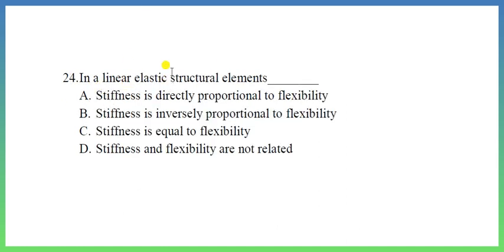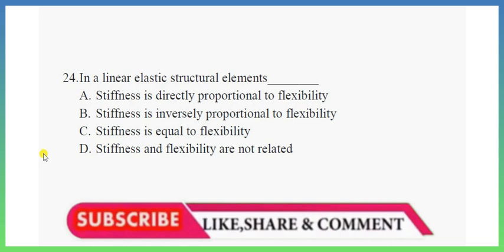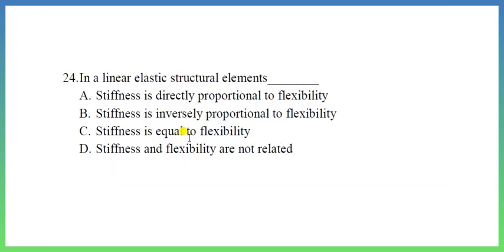Next one, in a linear elastic structural elements, option A, stiffness is directly proportional to flexibility, B, stiffness is inversely proportional to flexibility, option C, stiffness is equal to flexibility, and D, stiffness and flexibility are not related. So in the linear elastic structural elements, the flexibility and stiffness of a structural member, these are the reciprocal of each other. Therefore, the stiffness is inversely proportional to flexibility. This option is correct. That is B.